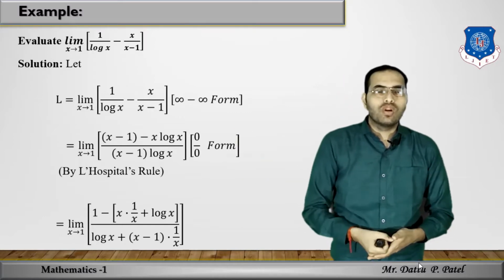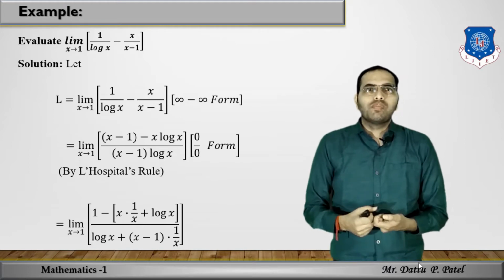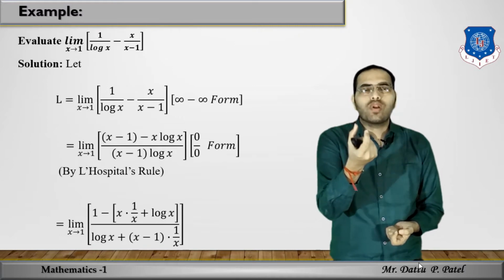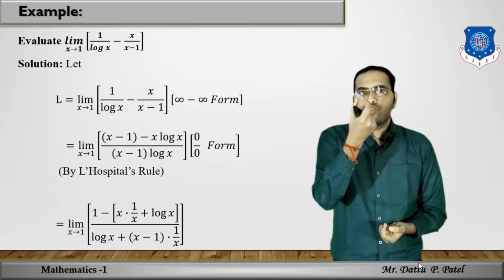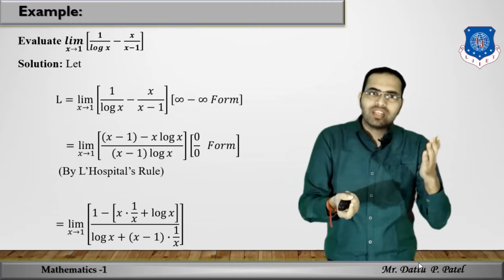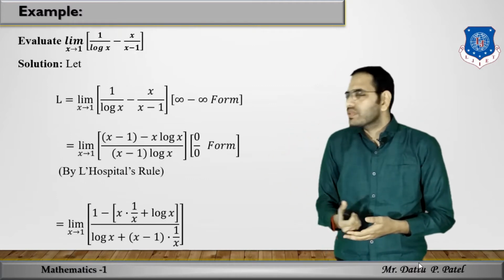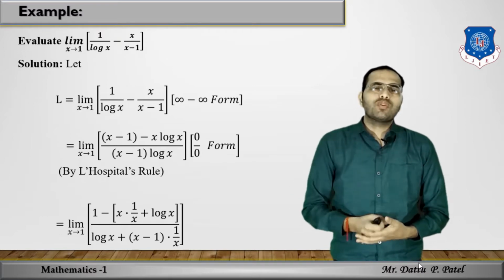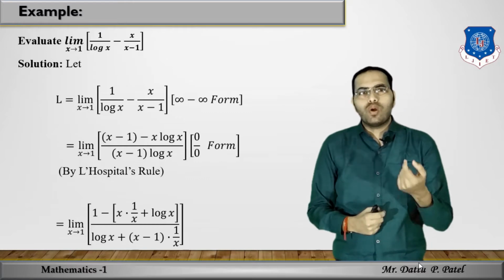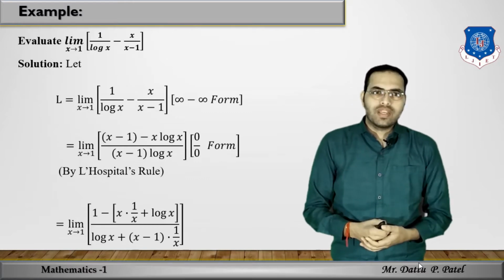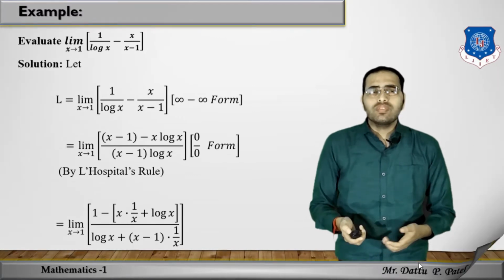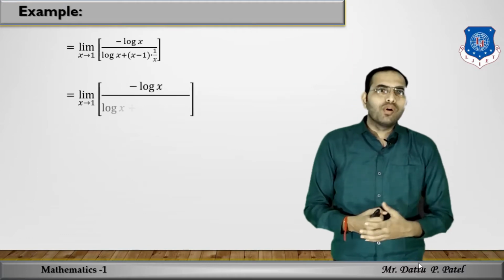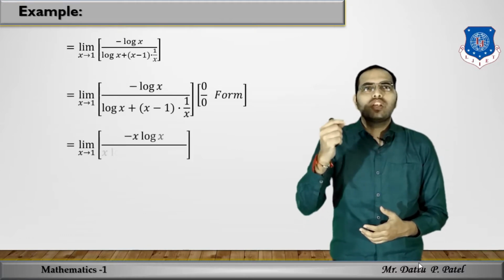Now applying L'Hopital's rule, the derivative of x is 1 minus the derivative of 1, which is 0. Here x into log x is in product form, so applying the product rule, u as it is times derivative of v plus v as it is times derivative of u, it becomes x into 1 upon x plus log x. Similarly, in the denominator, again apply the product rule, it becomes log x plus x minus 1 into 1 upon x. Now simplifying, it becomes limit x tends to 1 of 1 minus log x upon log x plus x minus 1 into 1 upon x.